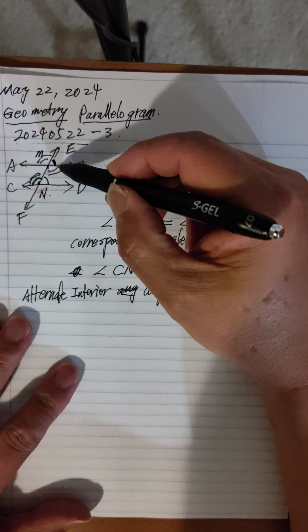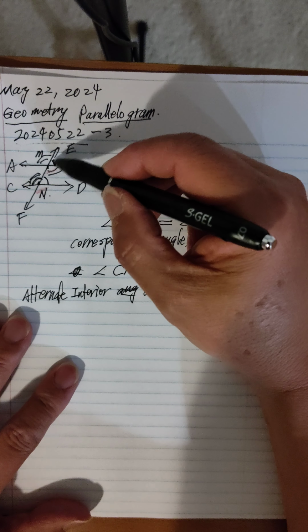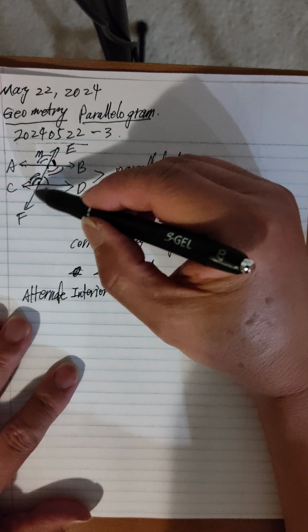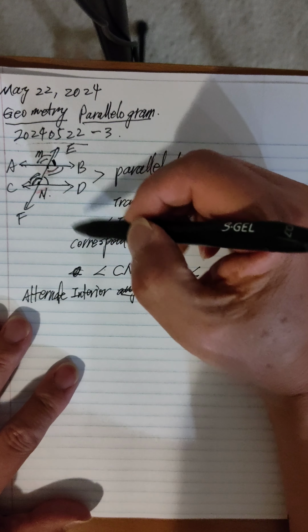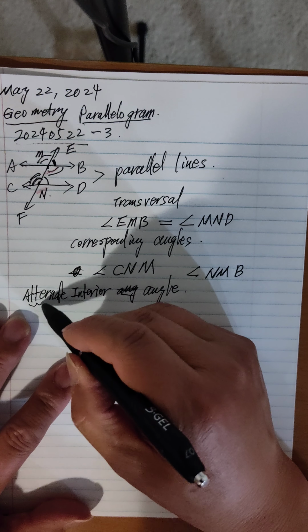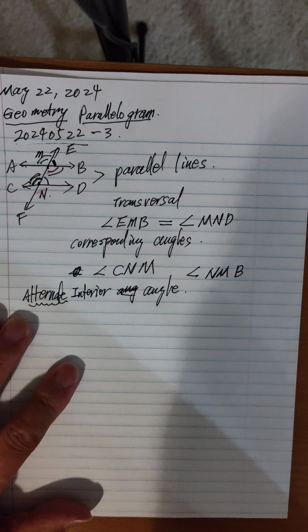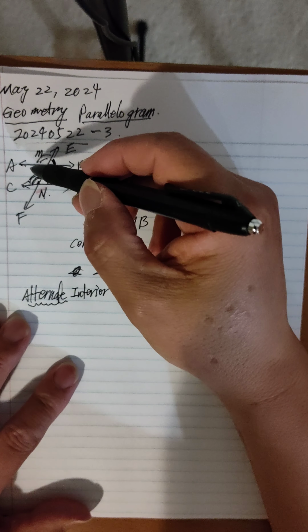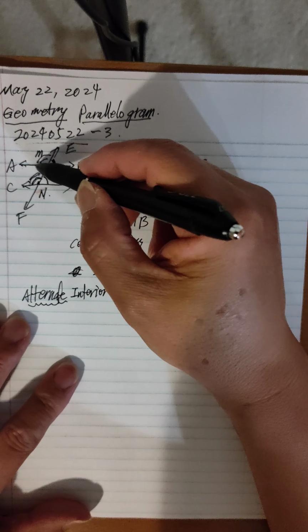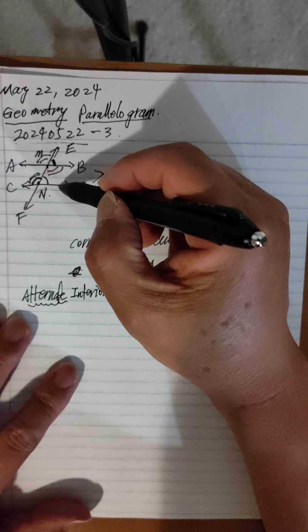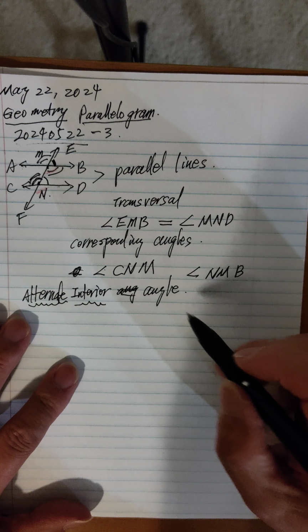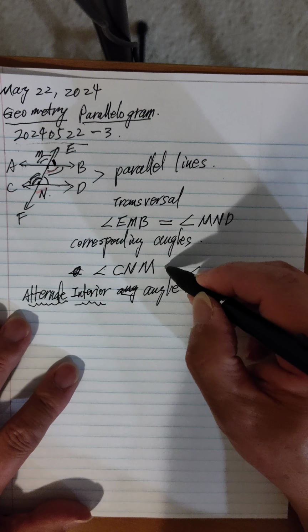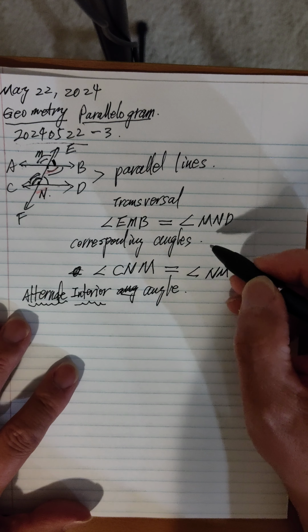Notice this angle, let's say, is on the right hand side of the transversal line. This angle is on the left hand side. So that's where the word alternate comes from. Interior means they are bounded by those two parallel lines. So that's why interior comes from. So those two angles actually are equal.